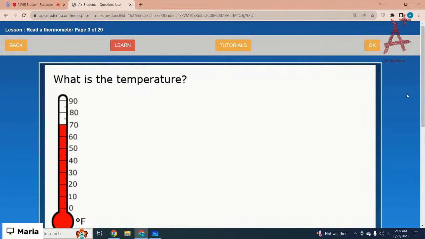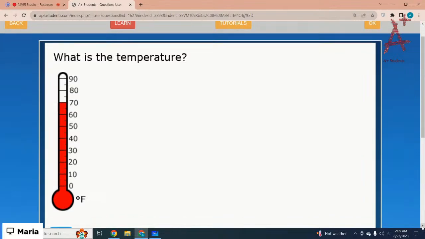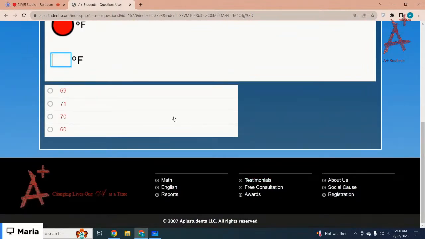Okay, what is the temperature? So which is the correct option? Just match a line where the color is changing from red to white. So here it is, just match the line to the temperature. It would be 70 degrees Fahrenheit. The correct option is 70.